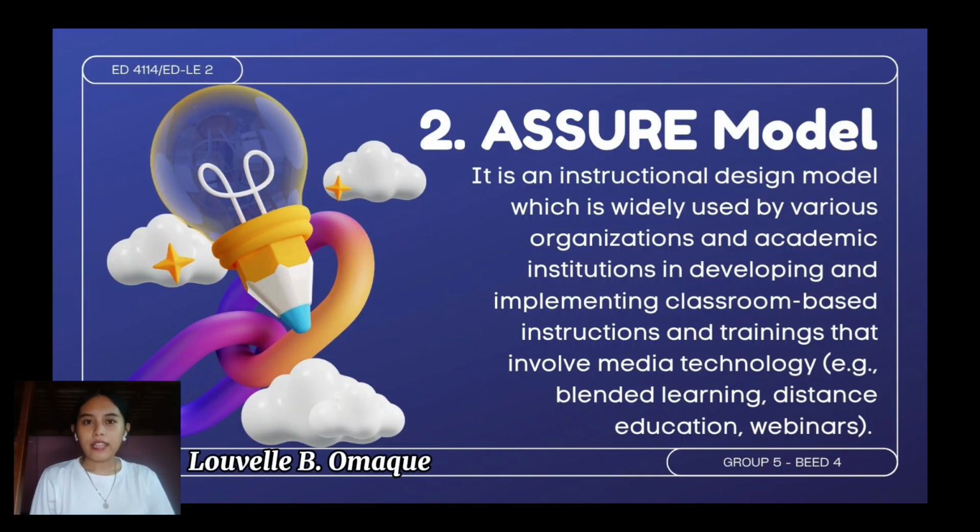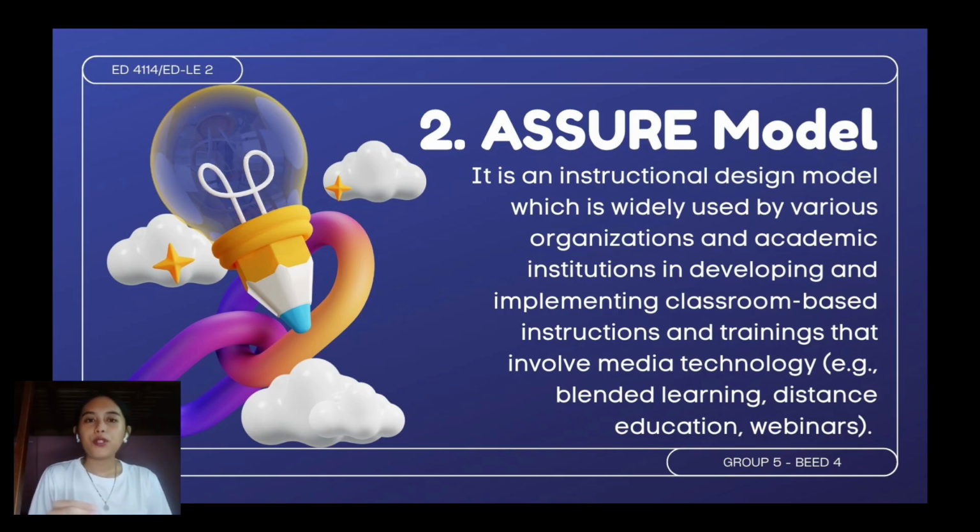We are now down to the last topic, which is the ASSURE model. Now, this model assures teachers or even organizations to have an organized and well-prepared lesson or program. This model was created way back in 1999 by Robert Heinich and two others. Its main purpose or main aim is to guide teachers in planning and delivering effective technology-integrated lessons.